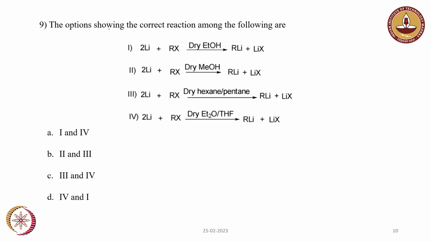Next question: the option showing the correct reaction among the following are. Option 1 is 2 lithium plus alkyl halide in dry ethanol. EtOH is ethanol.